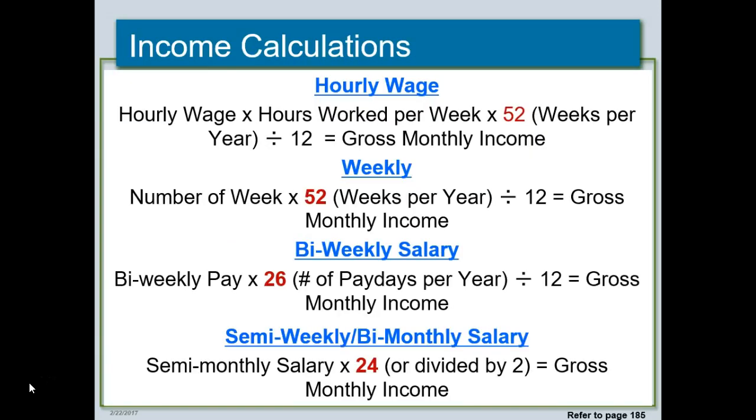Now, in calculating income, things you just have to remember. Hourly wage, remember there's 52 weeks in a year. No shortcuts, 52 weeks in a year. Biweekly and bi-monthly are not the same thing. Biweekly, there's 26 pay periods. Bi-monthly, there's 24 pay periods. They're not going to remind you about this on the test. These are things you're supposed to already know. Okay, so here we go.